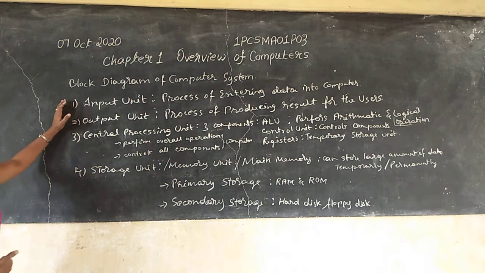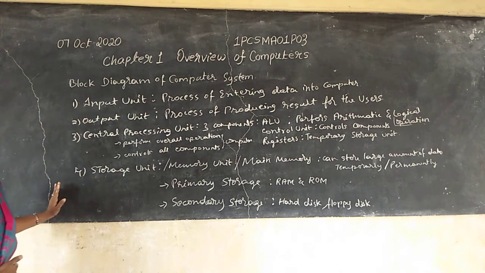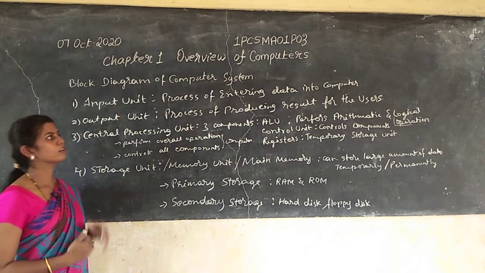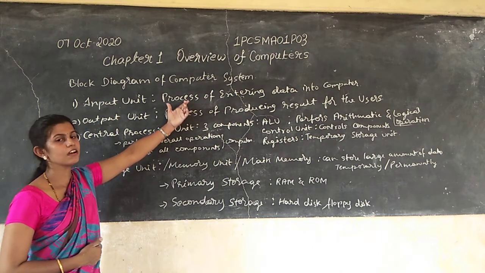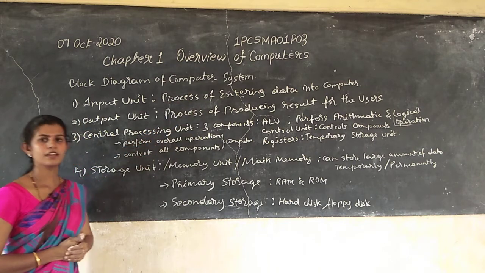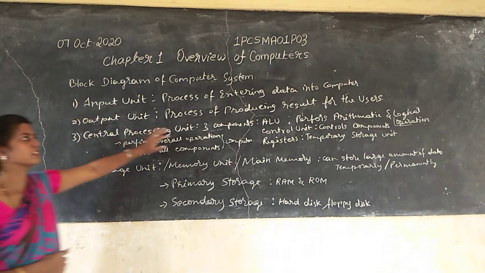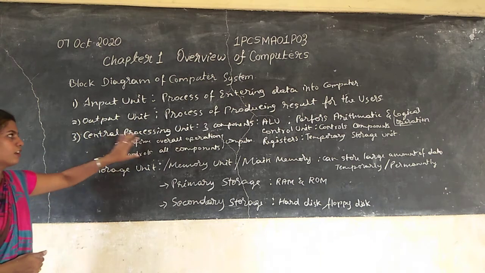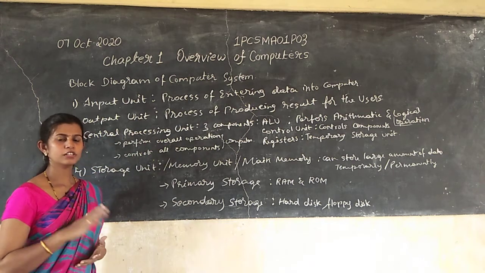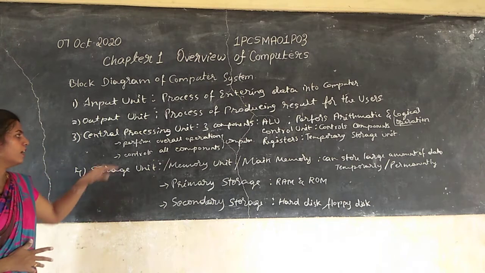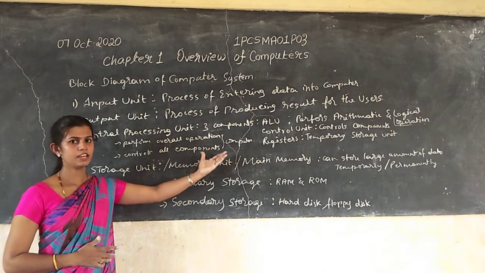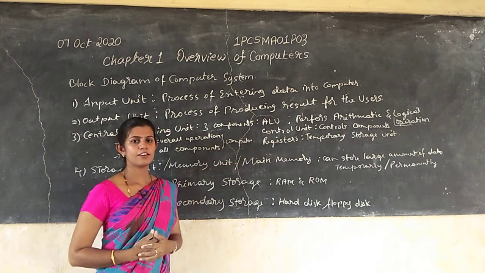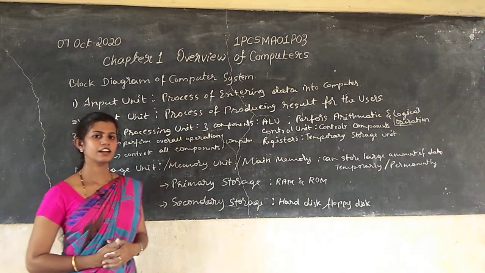So, the computer includes these many units. First is the input unit, which is the process of entering data into the computer, and the output unit is the process of producing the result for the user. Next is the central processing unit, which performs all the operations of the computer. Also, it controls all the components of the computer, and it mainly contains three components: arithmetical and logical unit, control unit and registers.